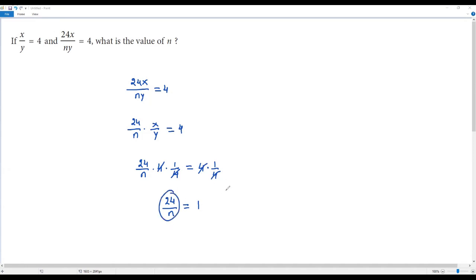Now let's take the reciprocal on both sides of this equation. The reciprocal of 24 over n is n over 24. And the reciprocal of this one is still 1. Now let's multiply both sides of the equation by 24. Then this 24 will cancel out. We get n on the left side. On the right side, 1 times 24 is 24. Here I got the value of n, that is 24.